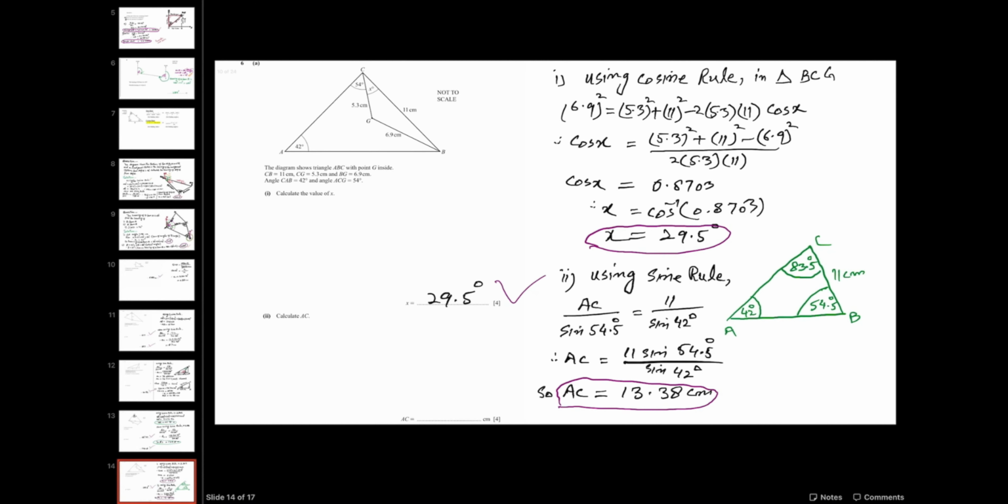Hence x is equal to 29.5 degree. Now in part 2, I am using sine rule in triangle ABC. AC upon sine 54.5 degree is equal to 11 upon sine 42 degree. Therefore, AC is equal to 11 into sine 54.5 degree upon sine 42 degree. Hence, AC is equal to 13.38 centimeter.